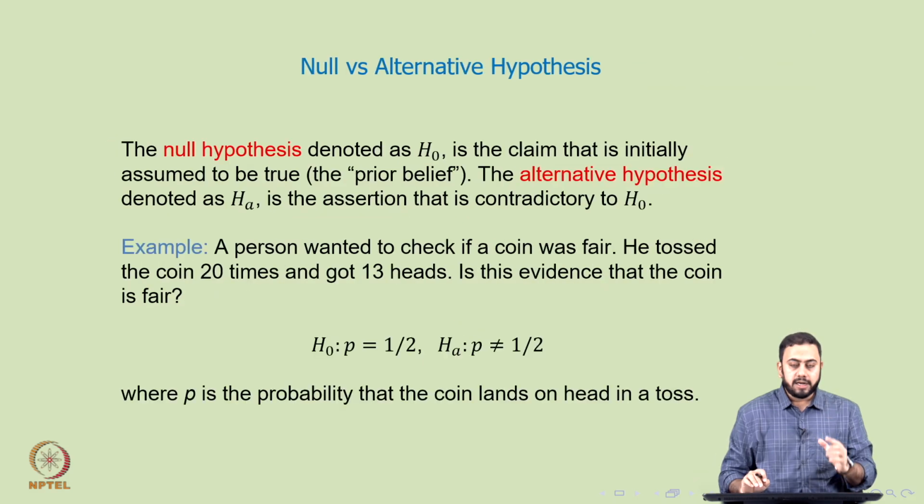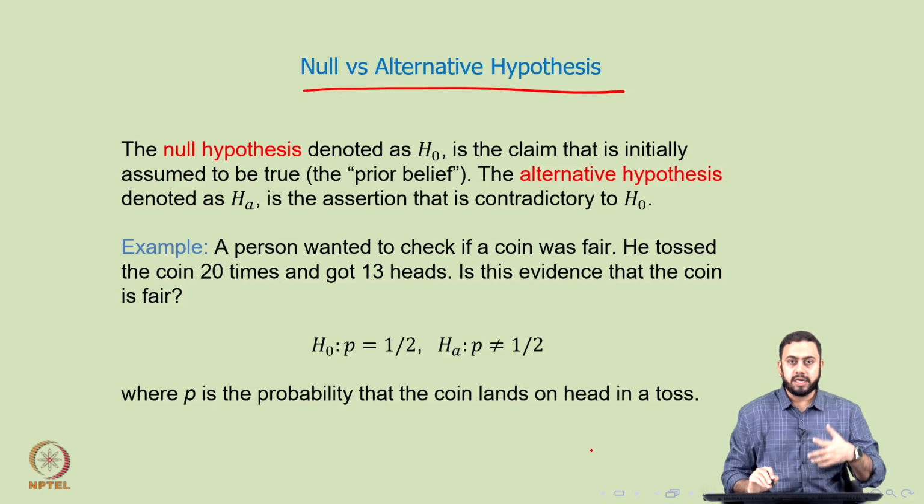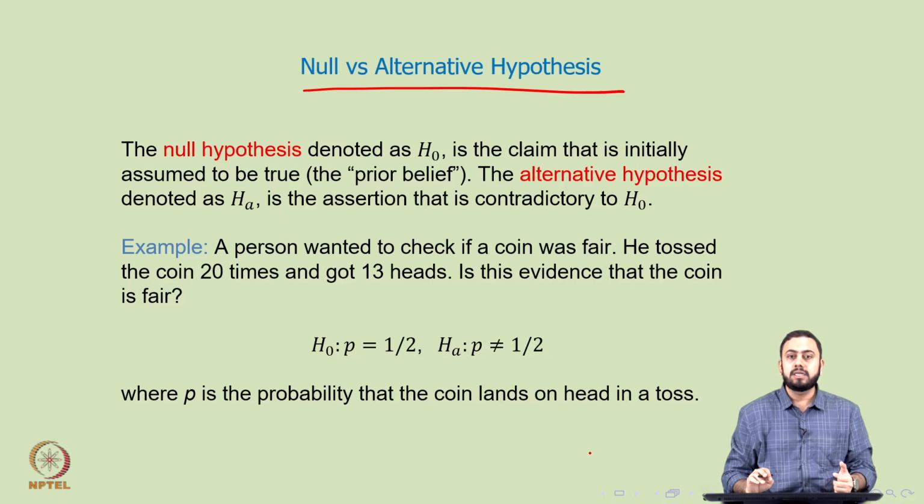Now the most important idea is, like I said, some definitions to begin with. We have two different kinds of hypotheses, null and alternative. I am very sure that you have heard about all these terminologies. So what do you mean by that, and what exactly is the differentiating point between a null hypothesis and an alternative hypothesis? The first one, the null hypothesis, denoted by H naught or H0, is the claim which is initially assumed to be true, or in other words, a prior belief.